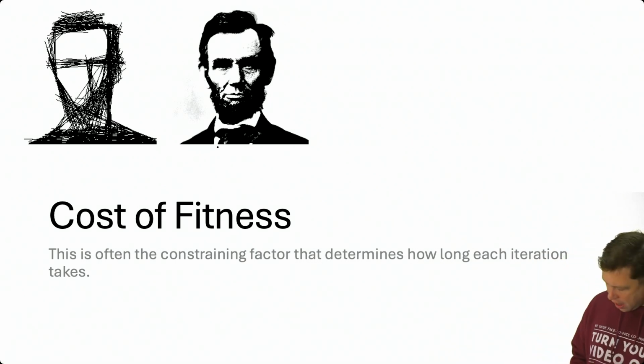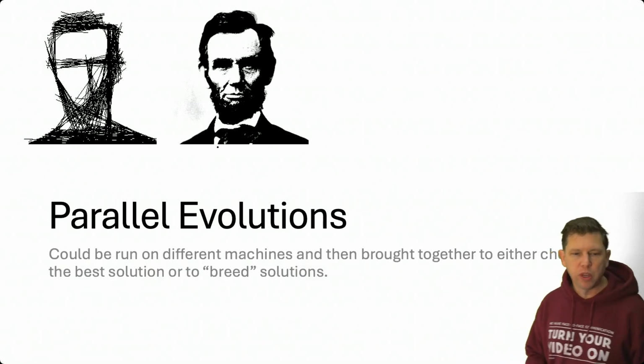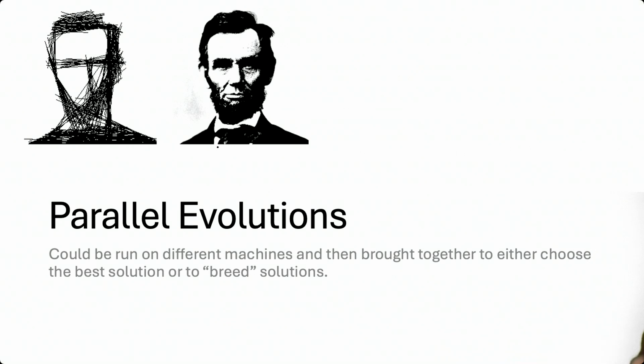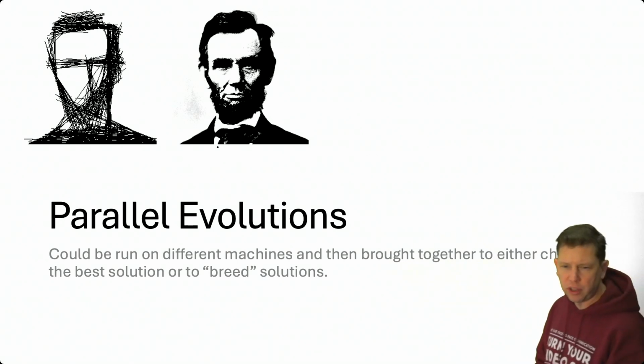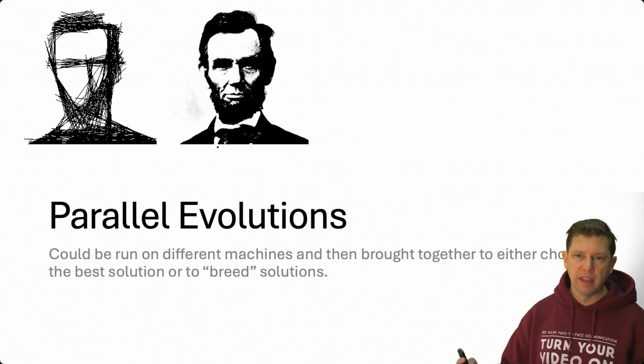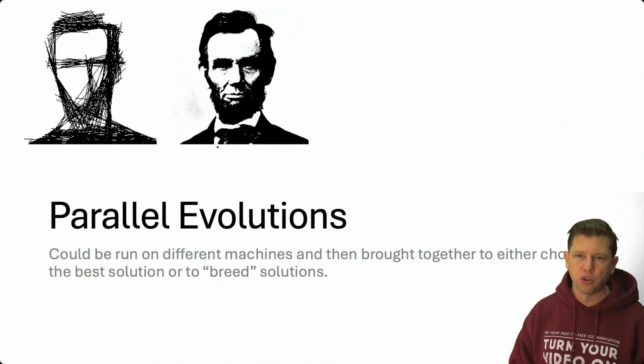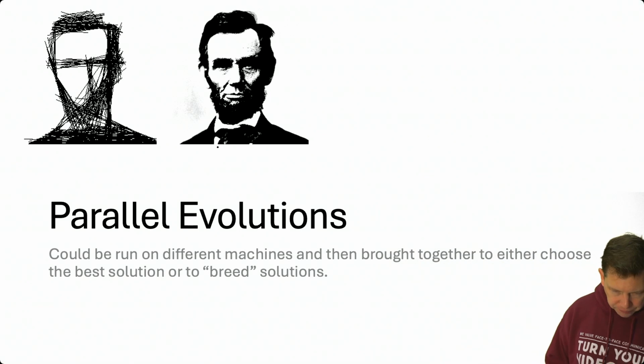We could also look at doing parallel evolution, which would be a case where we could run on different machines and then bring them together to either choose the best solution or to breed solutions. So we could send a chromosome out to 10 machines, let them run for an hour, and then take the best one and distribute it back out to all 10 machines and let them run. There are different strategies you can use for that. You could also take the top ones and mix them together in some way, like taking every other one or somehow combining them in order to get the traits from each one.